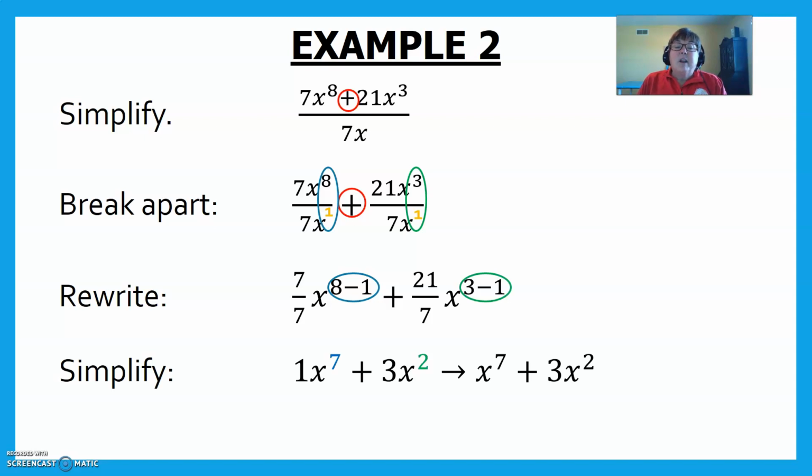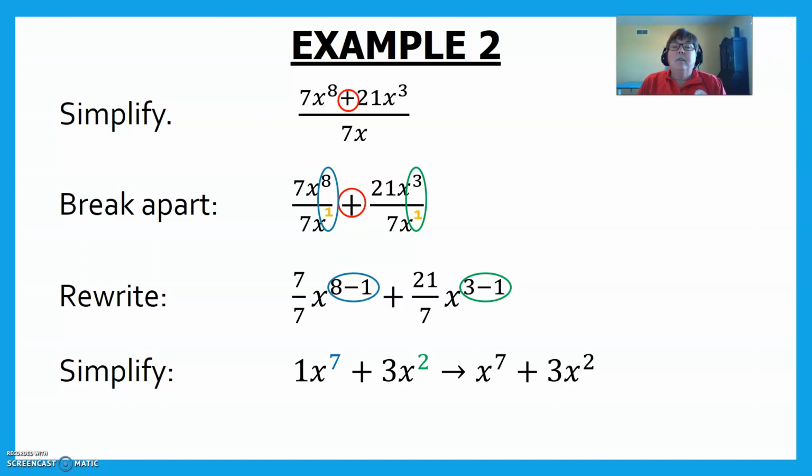Well, 7 divided by 7 is 1. X to the 8 minus 1. Well, 8 minus 1 is 7, so I get x to the 7th. And then plus 21 divided by 7 is 3. And x to the 3 minus 1, well, 3 minus 1 is 2, so it's 3x squared.